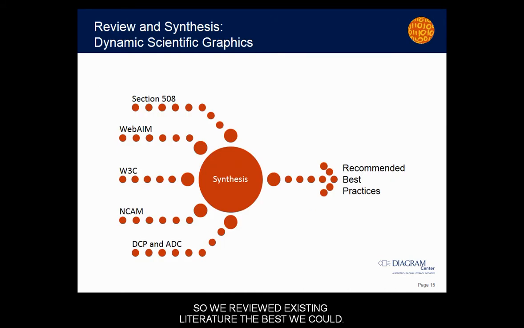So we reviewed existing literature the best we could. We found 5 main sources of information having to deal with just the information display, dynamic scientific graphics. There is information in Section 508. WebAIM has put out a lot of good information about making graphics and moving images more accessible.